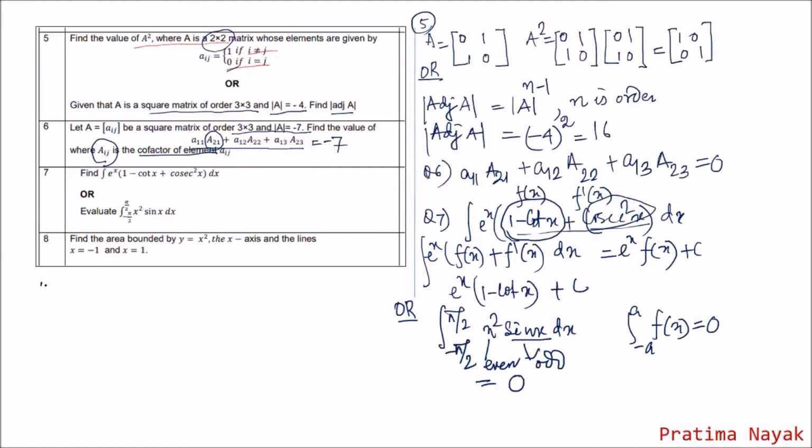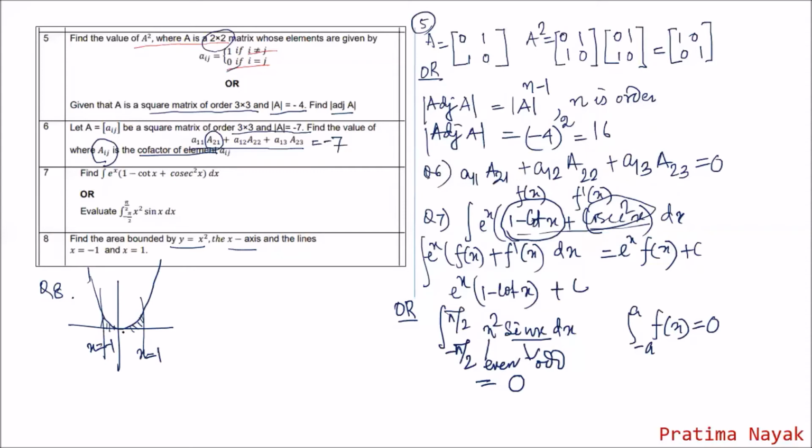Now, coming to question number 8. Question number 8 is: find the area bounded by y is equal to x square, the x axis, and the lines x is equal to minus 1 and x is equal to 1. So y is equal to x square, this is the curve, x is equal to minus 1 and x is equal to 1. I want the area.